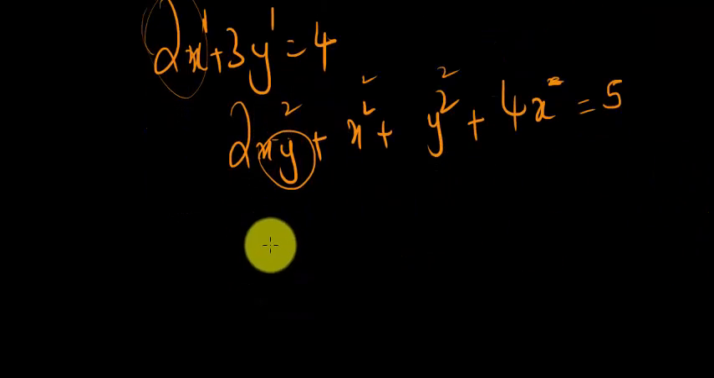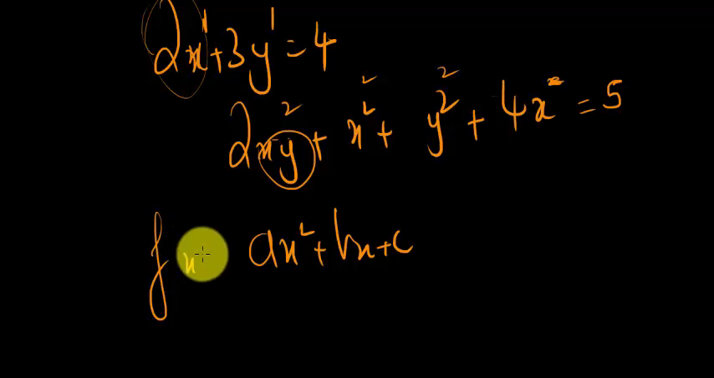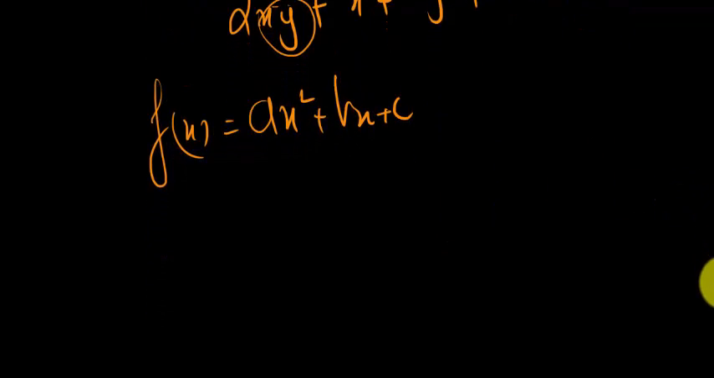We all know the standard form of a quadratic equation in one variable, ax squared plus bx plus c. This is something that we have been learning, right? f of x is equal to. And a cubic equation is going to be something like this.